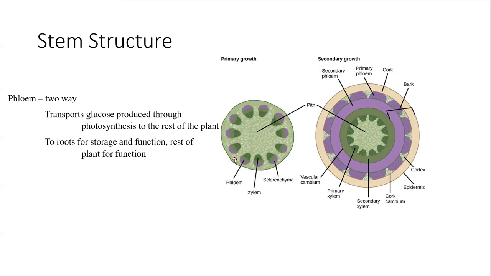Phloem, just like within the leaf, transports glucose produced through photosynthesis to the rest of the plant and to roots for storage and function, and the rest of the plant for different plant functions. Okay, so we have, again, that primary xylem and secondary xylem. And then we have primary phloem and secondary phloem.